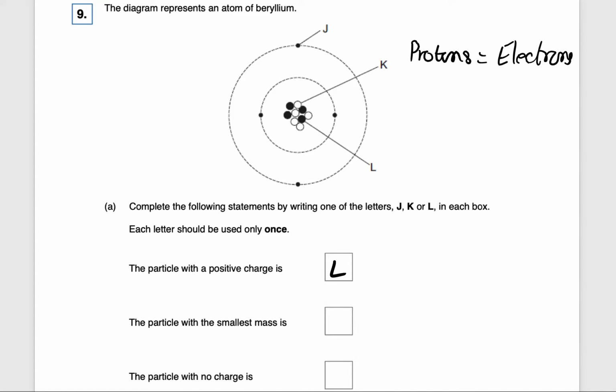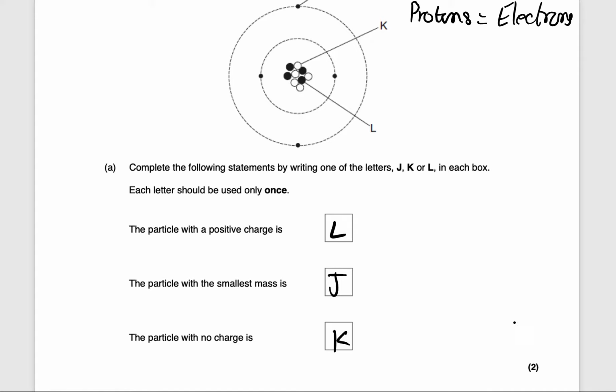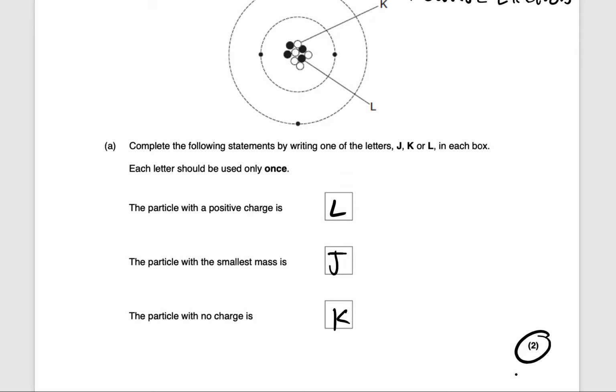The particle with the smallest mass is what? Well, that's going to be J, because J has a mass of 1 over 2000 as it's an electron. So that's going to be J. And the particle with no charge whatsoever, it's going to be K, as it's a neutron and it's neutral. Okay, having those three will get you 2 marks.